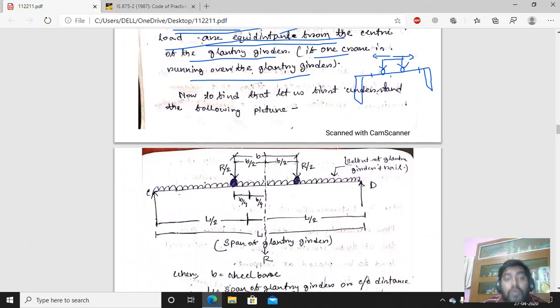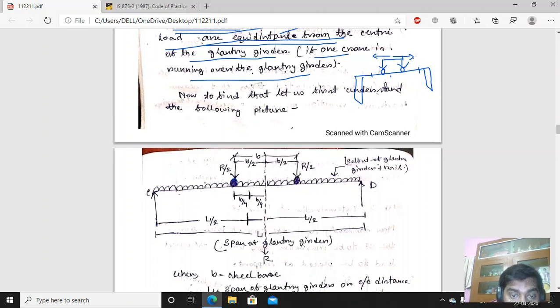So the CG of the wheel load. Please understand it very carefully. This is the basic part. After that it is very easy, but this is the main basic part, the maximum bending moment calculation. So please understand that very carefully.